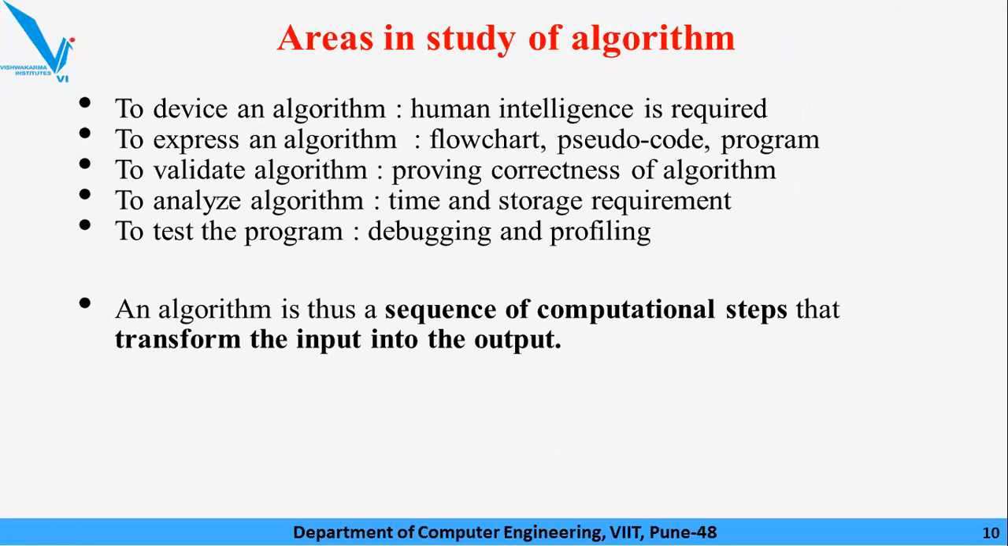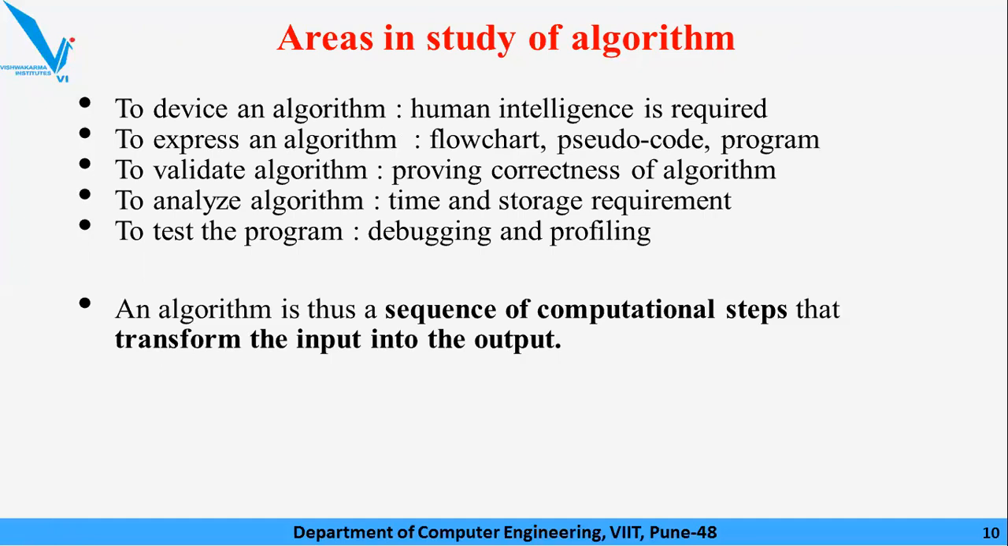Now let's discuss the areas where we can study algorithms. There are five areas. The first is to devise an algorithm, which is writing down your algorithm, where human intelligence is required. I think you have covered these steps till now. You must have learned in the second year how an algorithm can be written down, to express the algorithm. An algorithm can be expressed using a flowchart, pseudocode, or a program. And I guess you have learned in your first year how to express the algorithm.